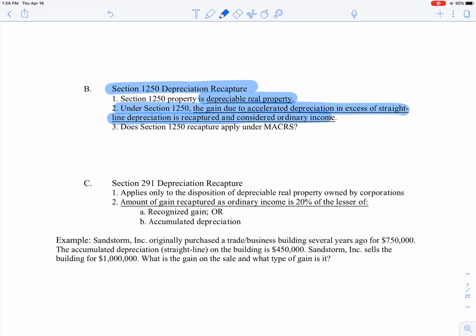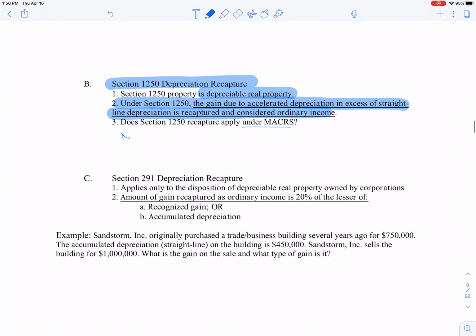income. An important point that we need to make here when we're talking about 1250 depreciation recapture is, does it apply under MACRS? And the answer is no, because MACRS uses straight line depreciation.